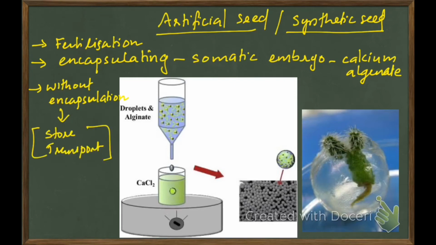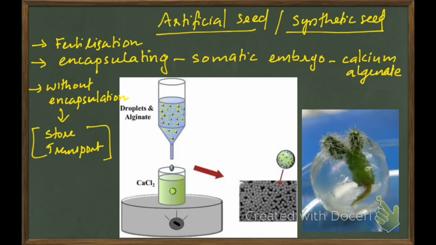In any seed, they have three important parts. There is a hard covering, the seed coat, and inside the seed coat you can see the endosperm. Endosperm is the food for the embryo, and you see a baby plant inside. This is the general structure of a seed.